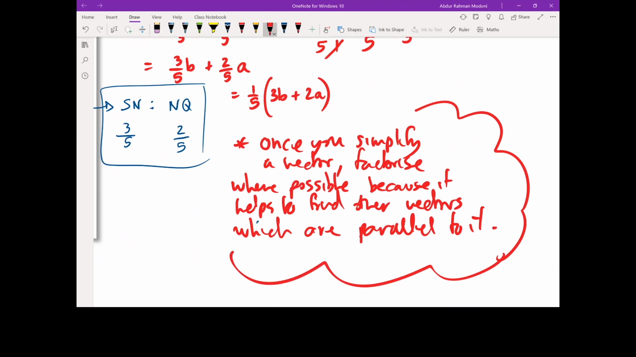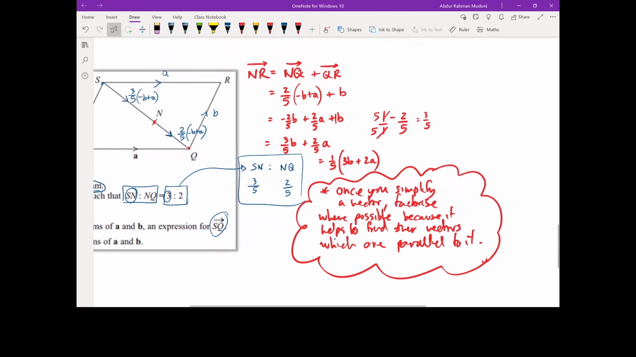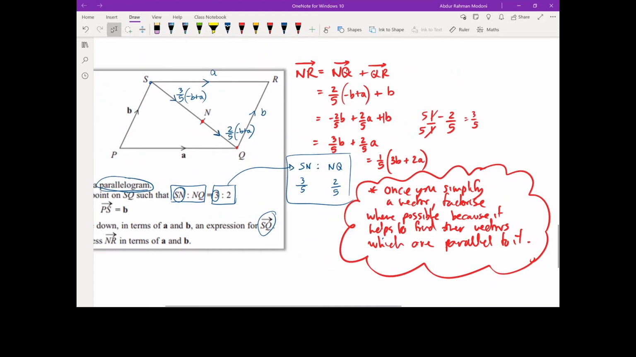So that's more for the AO2, AO3 problem solving skills of vectors, the last ones that we're going to be looking at, the last part of a question. We're going to come on to those types later, but make a note about that. So then we found our answer to NR. It's 1/5 of 3b plus 2a. In this one, factorizing wasn't needed because there's no other parts to it.